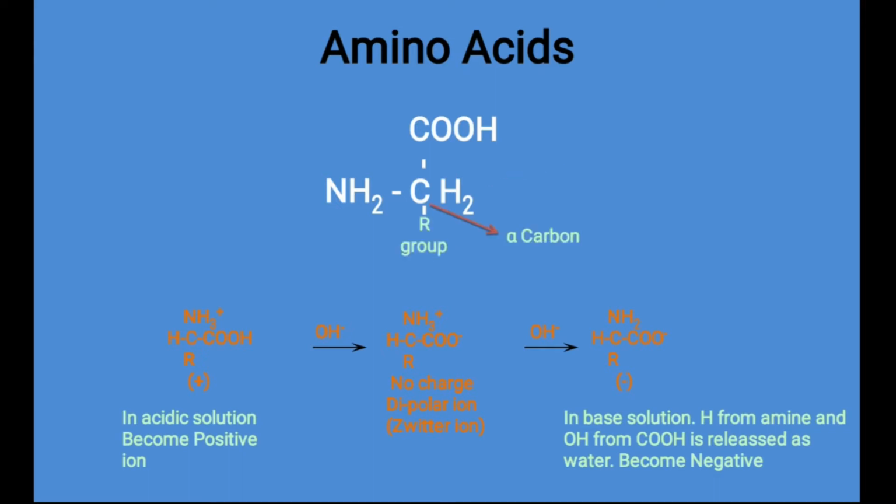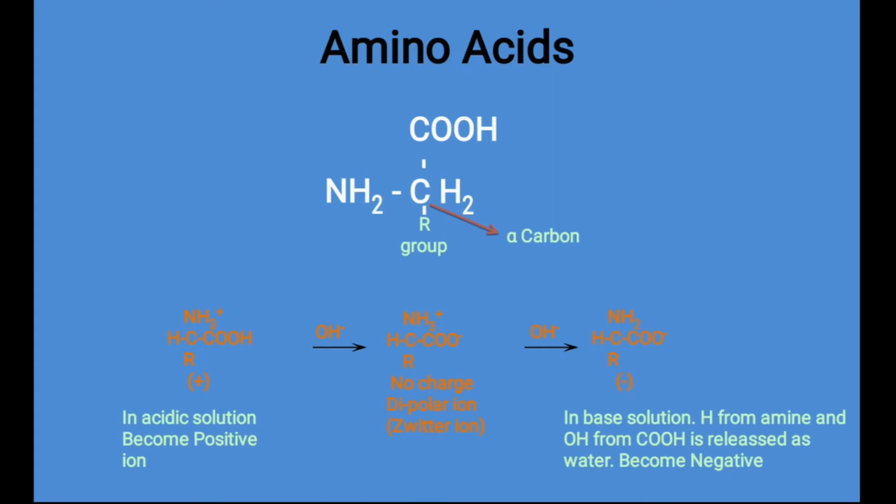In neutral solution, amino acids express Zwitter ion properties. The Zwitter ion means it is a dipolar ion. Here the hydrogen proton from the COOH is released and interacts with NH2. So it becomes NH3 positive and COOH becomes COO negative. So altogether one negative charge and one positive charge is there. So the net charge is neutral and it is the Zwitter ion character.